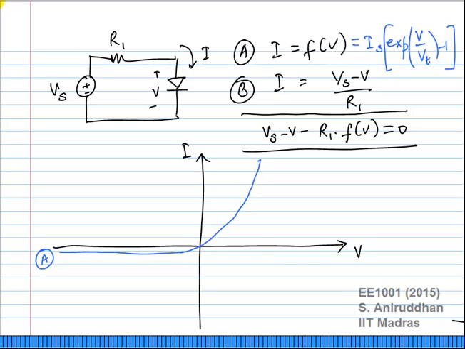What does B look like? What kind of relationship is B? It's a straight line with a negative slope. What is the value of the slope? Minus 1 by R1. So I'll draw it something like this. This is B. The slope is minus 1 by R1. What is the y-intercept? Vs by R1. What is the x-intercept? Vs.